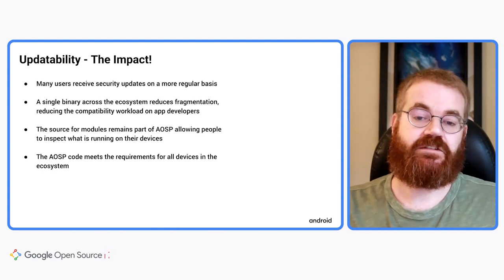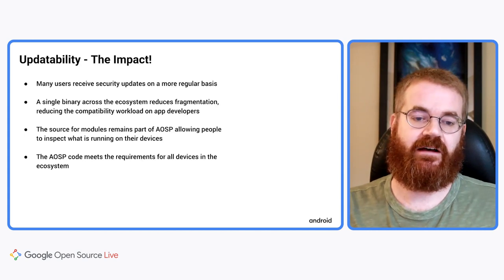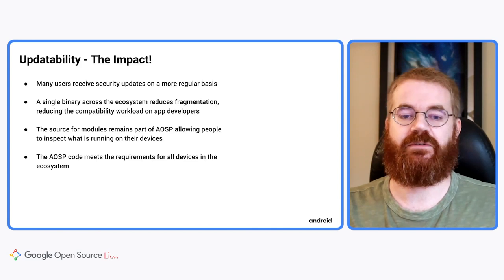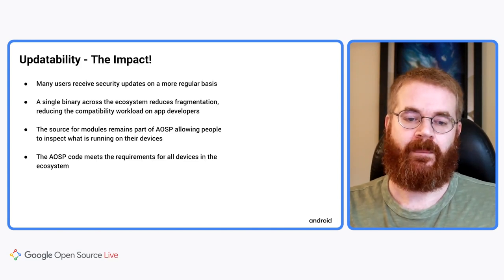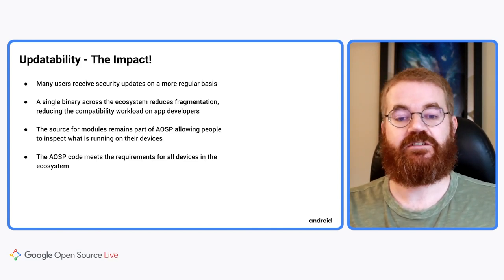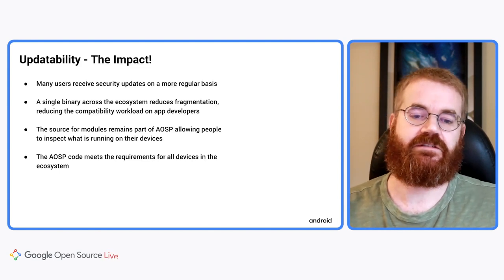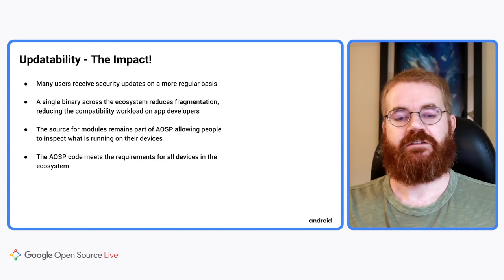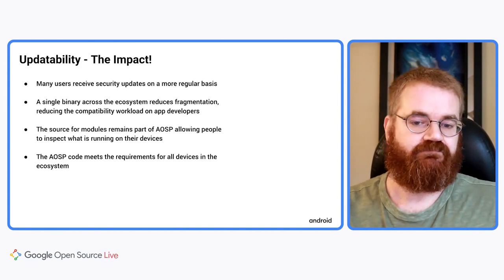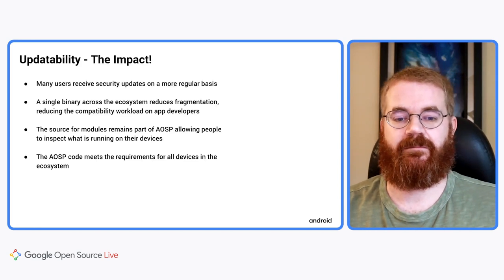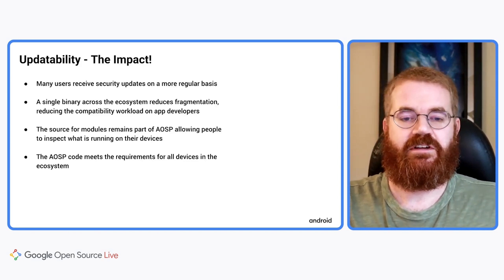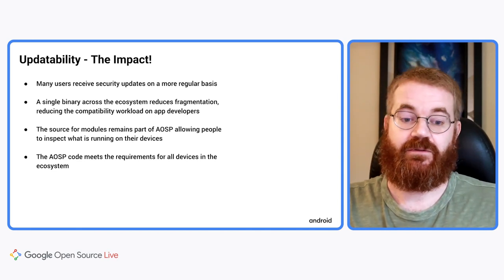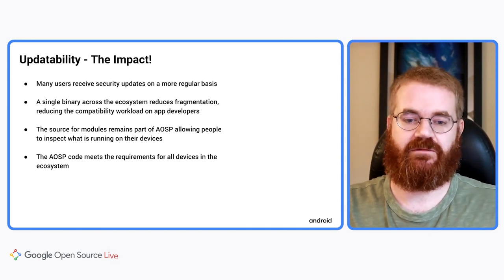The source code for modules does continue to remain part of AOSP, which does allow people to download the source code and inspect exactly the code that was used to build the binaries running on their devices. And last but not least, the AOSP code, as it's being delivered to the entire ecosystem, is now meeting all the requirements for all devices in the ecosystem. So there might be some devices that had additional features in certain areas. Now, with a single implementation that meets all the requirements for all devices, it makes sure that the code that is in AOSP is really production ready for everyone.